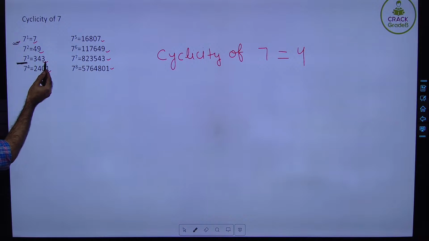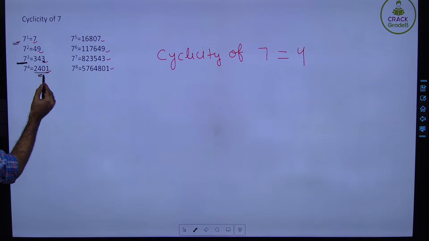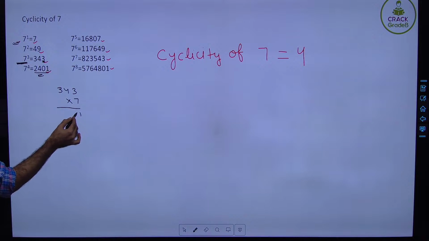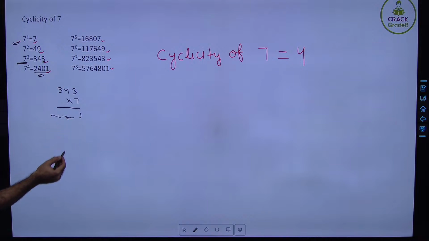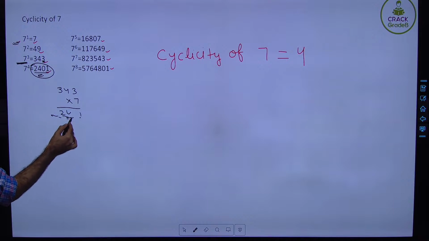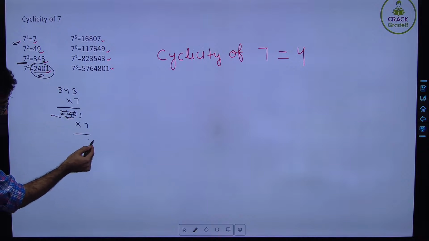But after that, 343 into 7, although you don't need to find the exact value, if you multiply 343 with 7, you will be able to say that 1 will come at the unit place. All these other values don't matter, you only need to know that 1. And suppose this value is 2401. If you are able to calculate, super. If you are not able to, you don't need to. Then again, if you multiply it with 7, you will get 7 at the unit place.